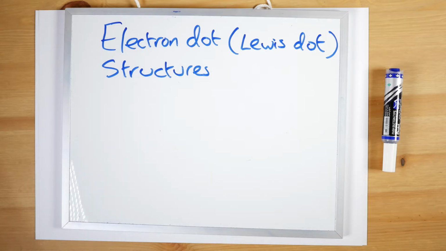Today we're going to be looking at electron dot structures, otherwise known as Lewis dot structures. This is reasonably easy, but we need to be familiar with the periodic table.